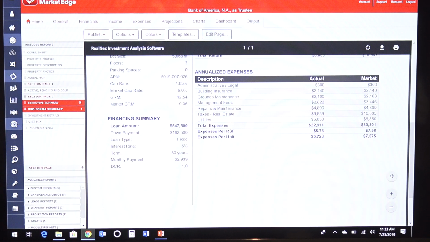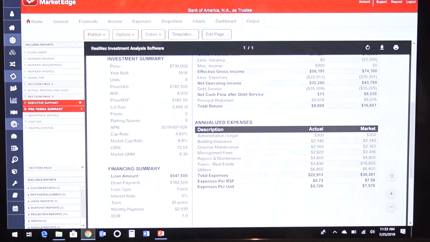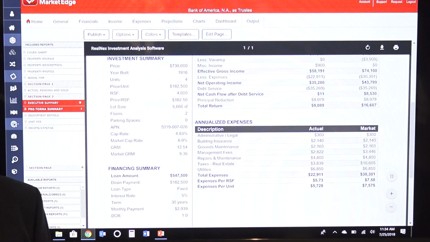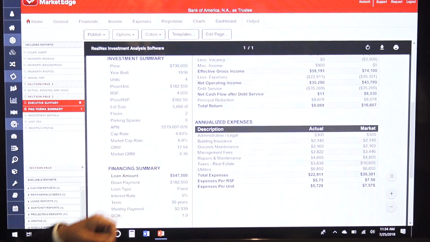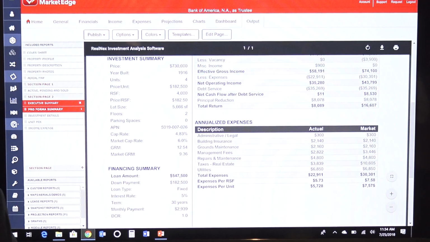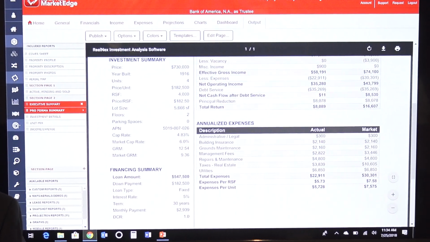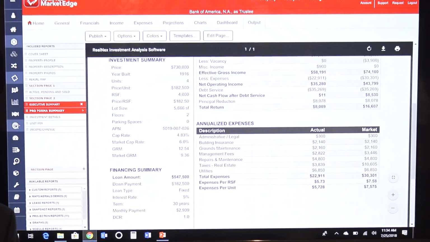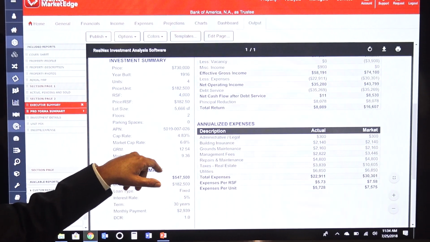Now, this is the beautiful part about this software, or any investment software, because it's going to tell you the indicators you're looking for. It's going to shoot out the cap rate. This cap rate was 4.83%, and the GRM was 12.54. So whenever you have investment analysis software, number one, you're going to need one if you're going to be in this space, because you have to be able to market the property to show the investor what he or she is getting.